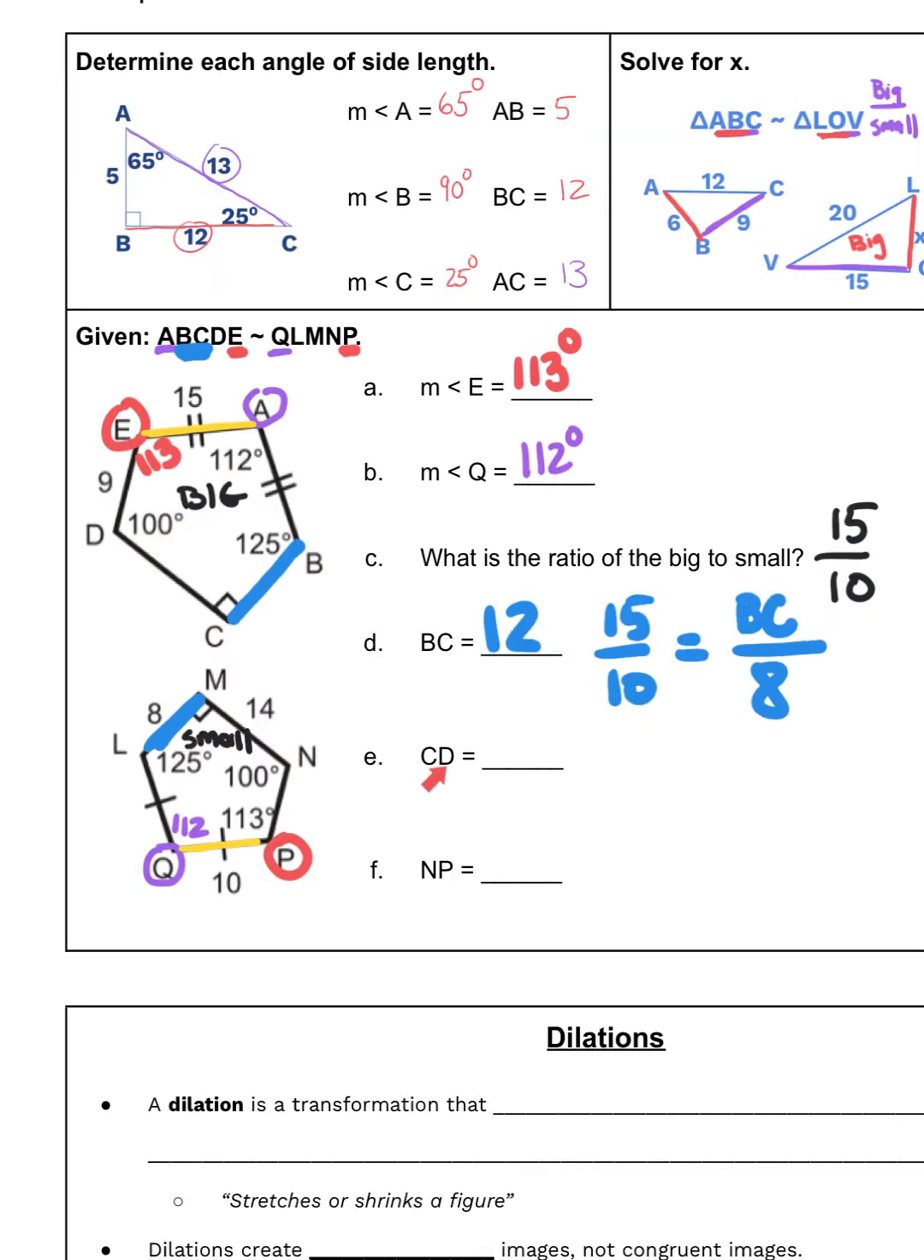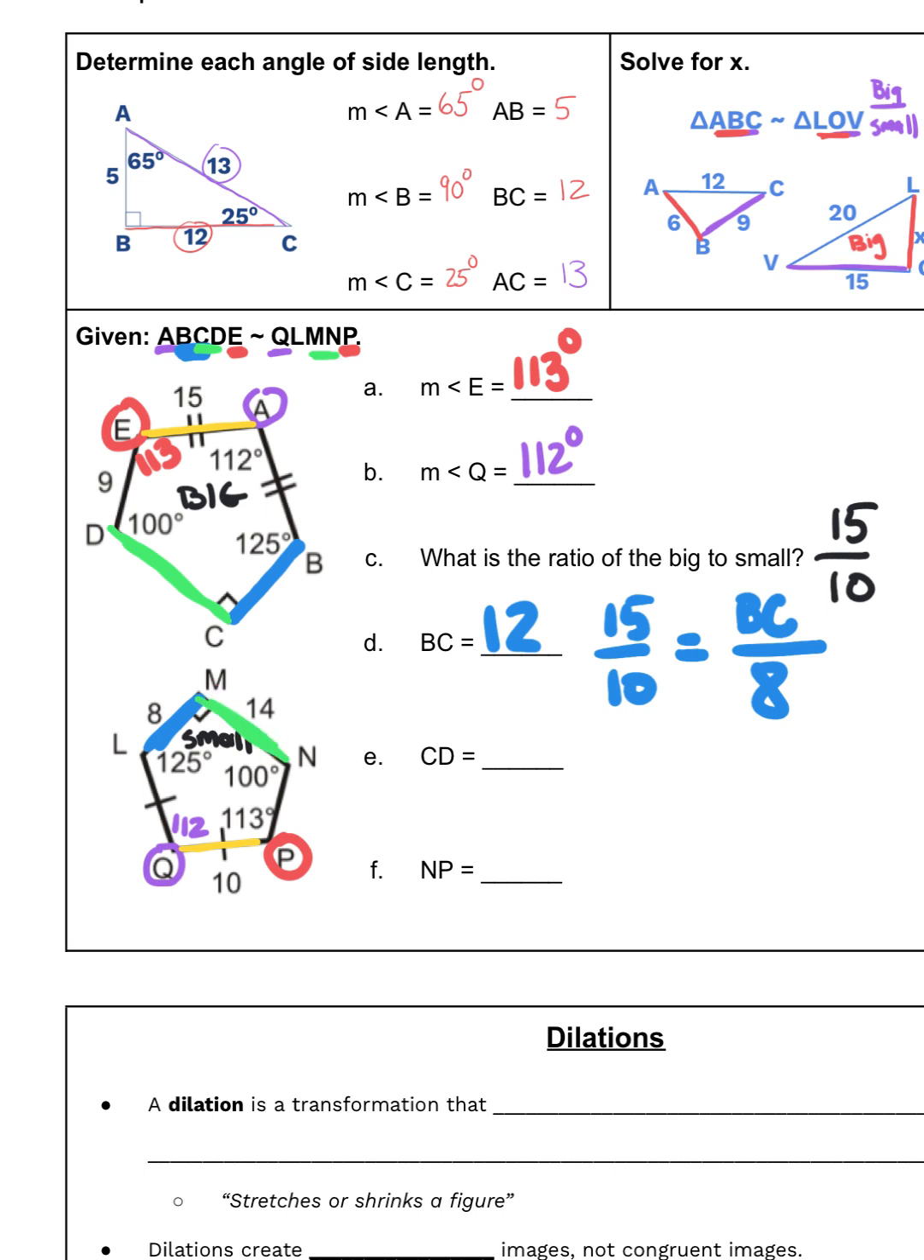Okay, part E, we need to find side length CD. Okay, side length CD is right here on the big figure. I'm highlighting it in green. All right, it is also the third and the fourth letters right here. So if we go over here and find the third and fourth letters, it is M and N. So let's find M and N right here on the smaller figure, M to N. M to N is 14. So C to D corresponds with M to N.